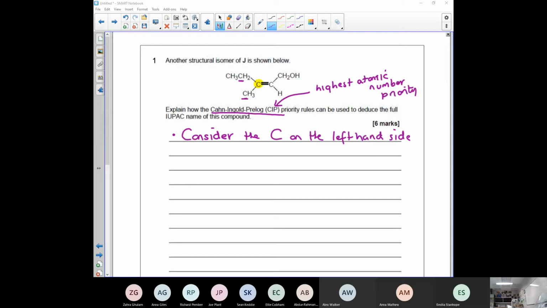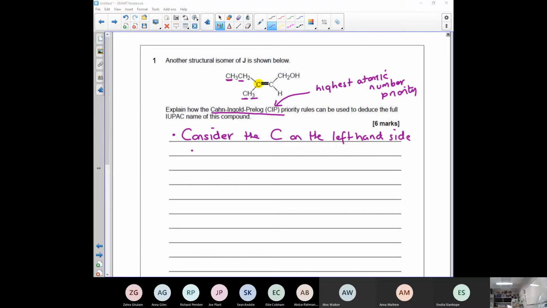If we go along that chain, this one is attached to 3 hydrogens. This one is attached to a carbon and 2 hydrogens. So down the chain, the top one is attached to a carbon and at the bottom, we're attached to a hydrogen. We need to put that down, don't we?